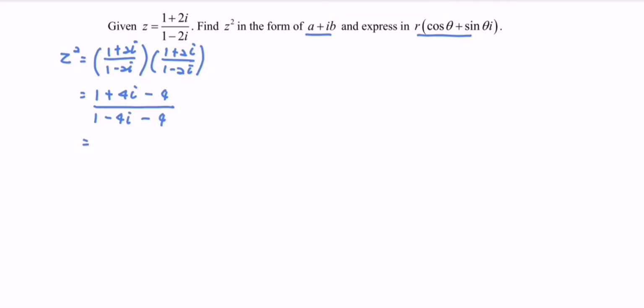So kindly simplify and we will have z squared, which equals negative 3 plus 4i over negative 3 minus 4i. So notice that z squared is a division situation. So what we have to do is multiply by the conjugate.